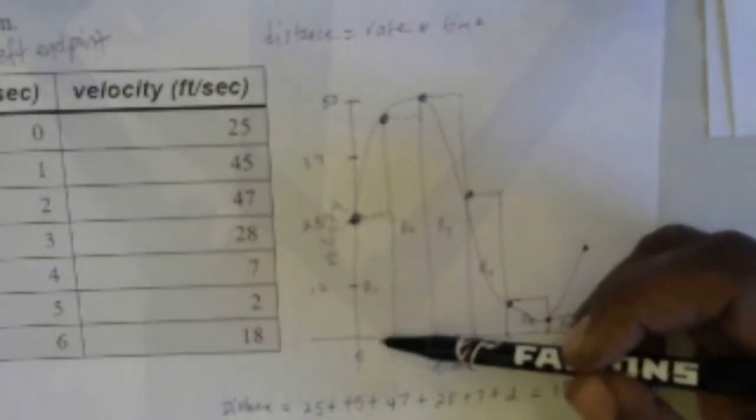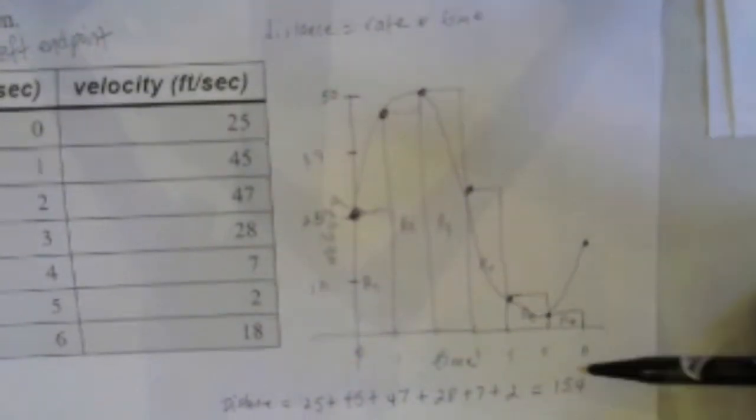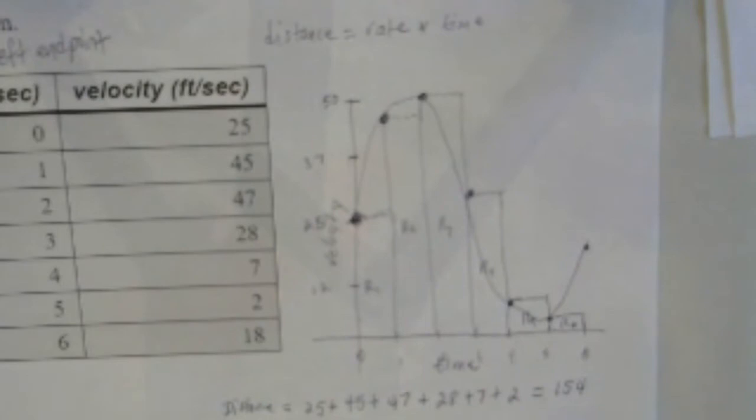All right, so I believe that was problem number 4. Okay, so we're finding basically the area of these rectangles, but for these rectangles, our dimensions are the rate and the time, which actually gives us the distance. All right, so this is approximate distance.